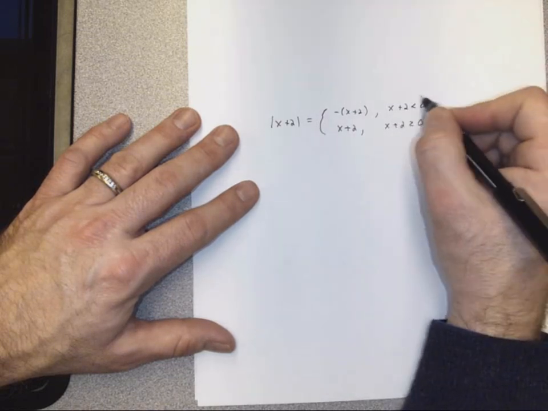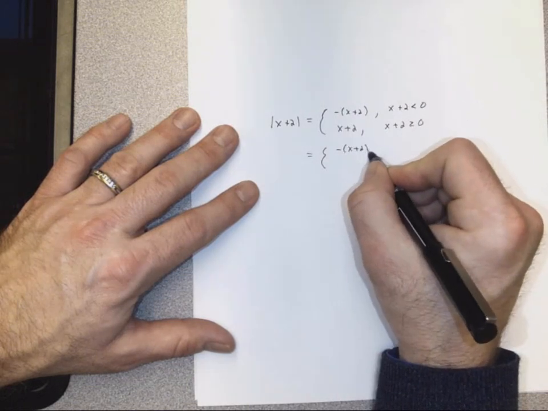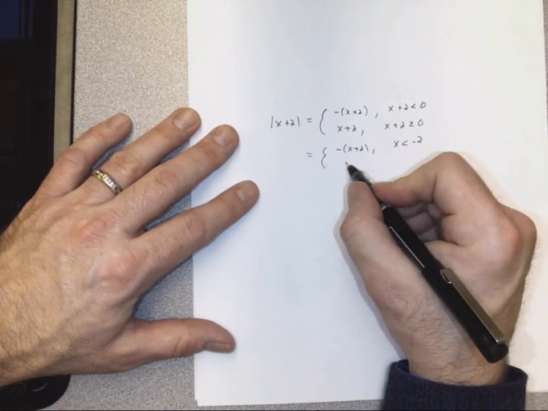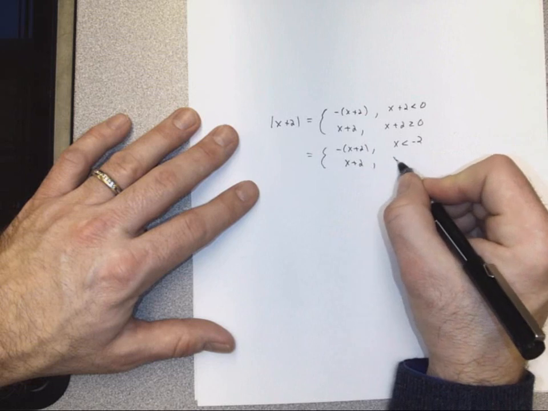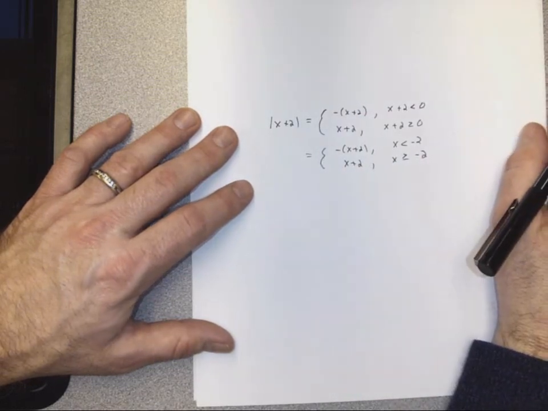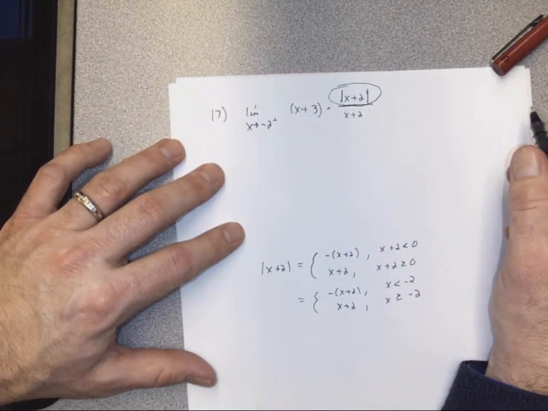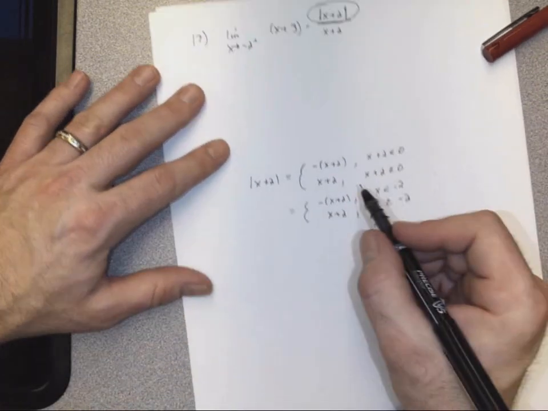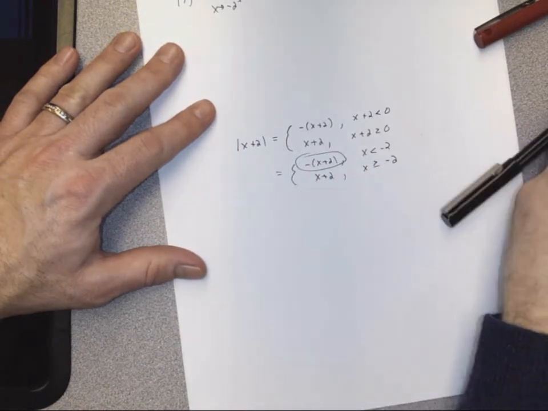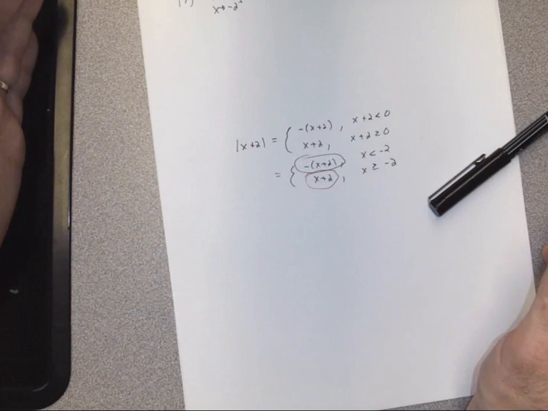So what I can do is simplify this piece over here. It would be negative the x plus 2 if x is less than negative 2, and it's equal to x plus 2 if x is greater than or equal to negative 2. So when I look at this expression here, what I want to know is what am I going to replace this piece with? Is it going to be this top one, or the bottom one? Is it the negative of itself or the positive of itself?